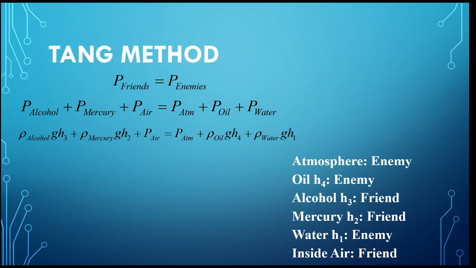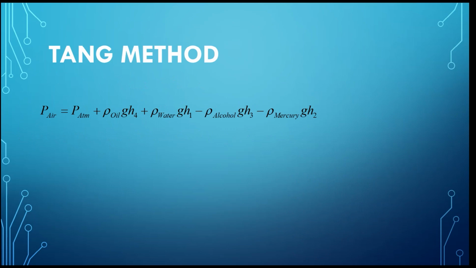We further arrange the equation to get the full expression of the pressure of inside air, namely P air equals P atmosphere plus ρ oil g H4 plus ρ water g H1 minus ρ alcohol g H3 minus ρ mercury g H2.